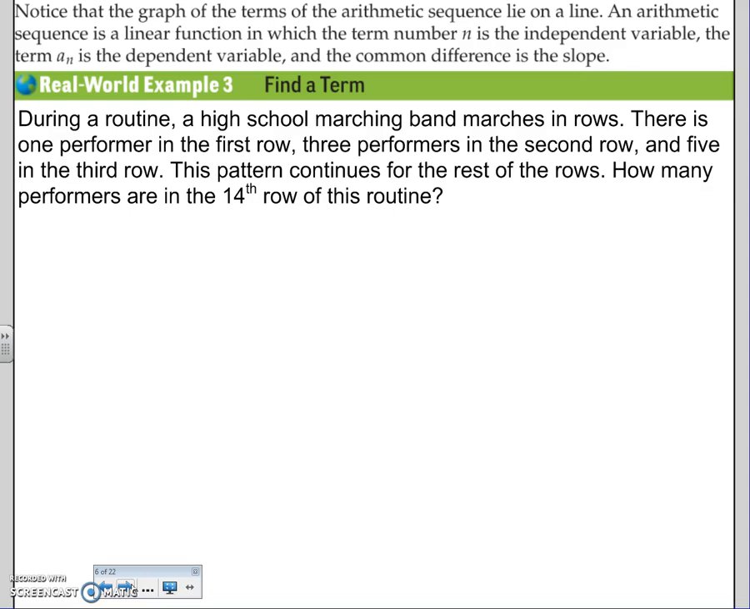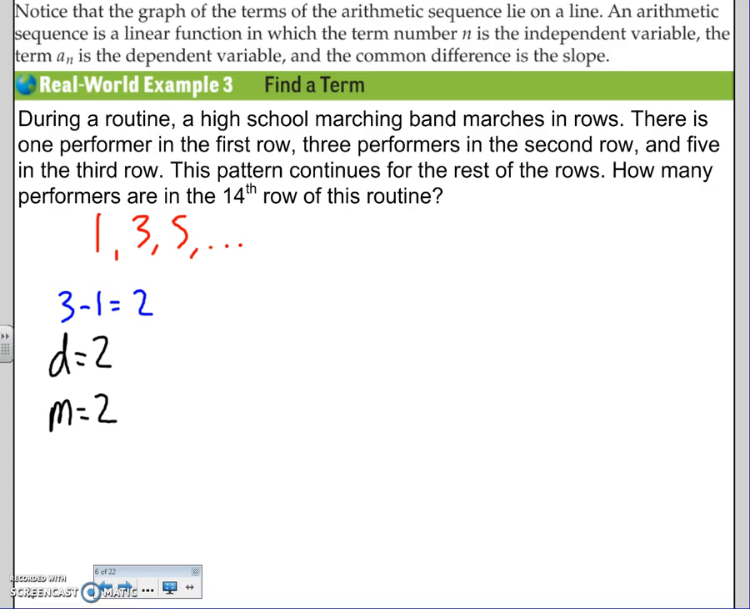Hopefully you can see it's 1, then 3, then 5, and keeps going. So our common difference, our d, is going to be 3 minus 1, which is 2. We're adding 2 each time. So we're adding 2 more. From there, we have d equals 2, but in this case, instead of d I'm calling it m, that's our slope. It's increasing 2 per row.